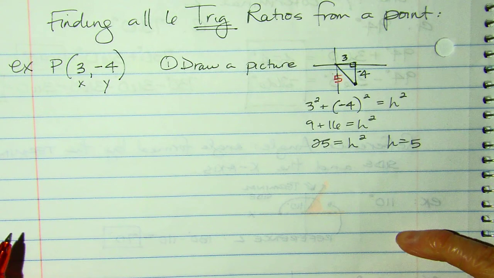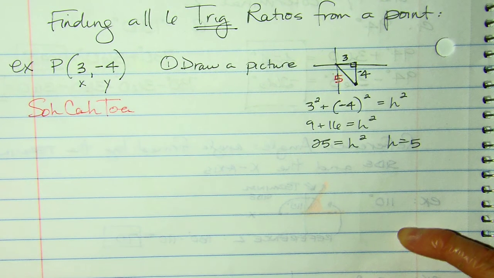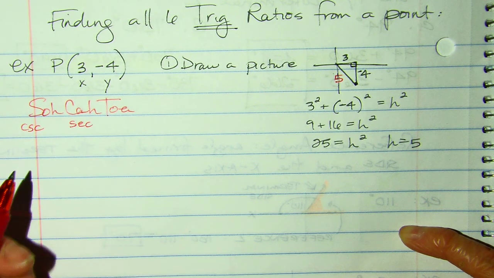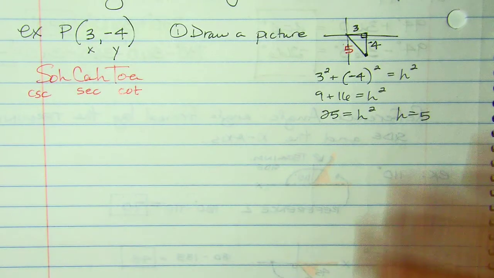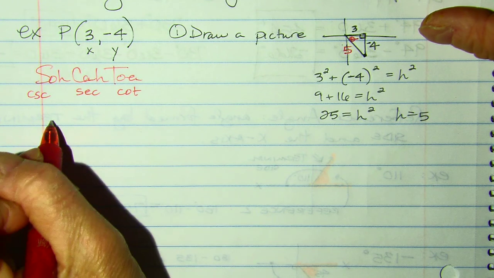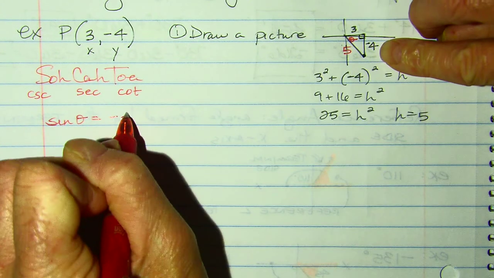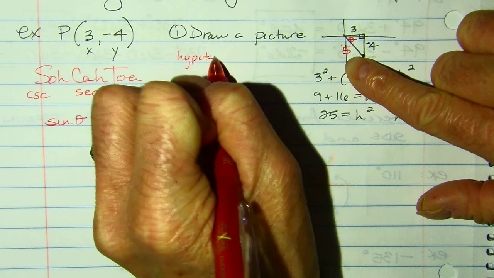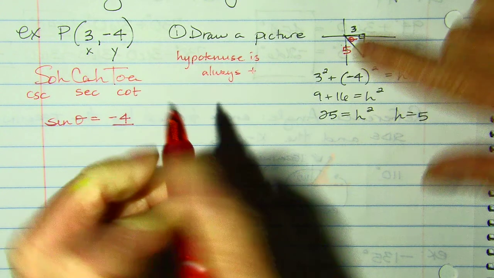So let's go over SOHCAHTOA. The opposite of sine is cosecant. The opposite of cosine is secant, the reciprocal. And the opposite of tangent is cotangent. So let's pretend the angle that we're referencing is this angle here, theta. So the sine of theta would be opposite, which would be negative 4, over hypotenuse. Hypotenuse is always positive.